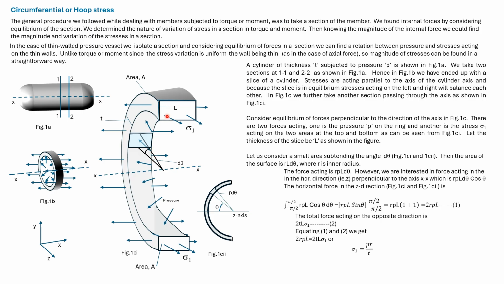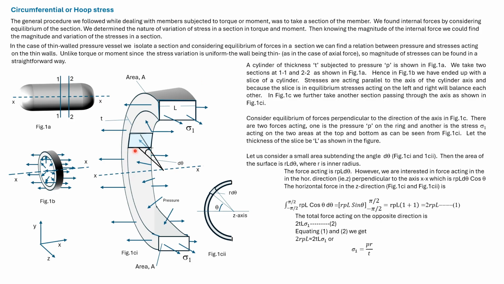There is pressure acting perpendicular to it, and circumferential or hoop stress acts on these two portions where the section has been made. So if we consider stresses perpendicular to this centroidal axis, then there's pressure acting and there is a circumferential or hoop stress acting. Let the thickness of the slice be L.